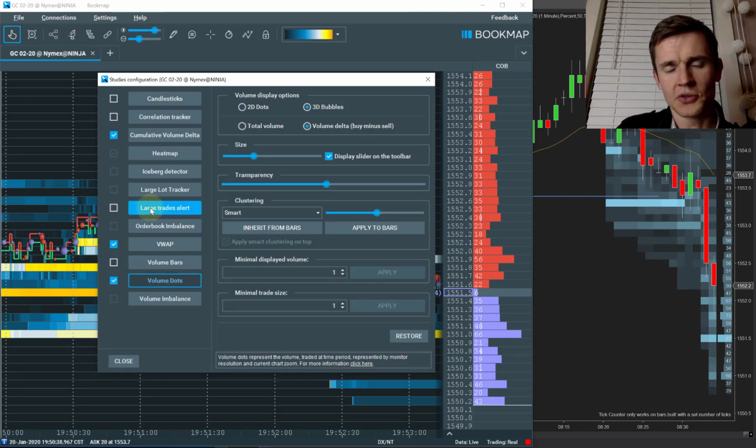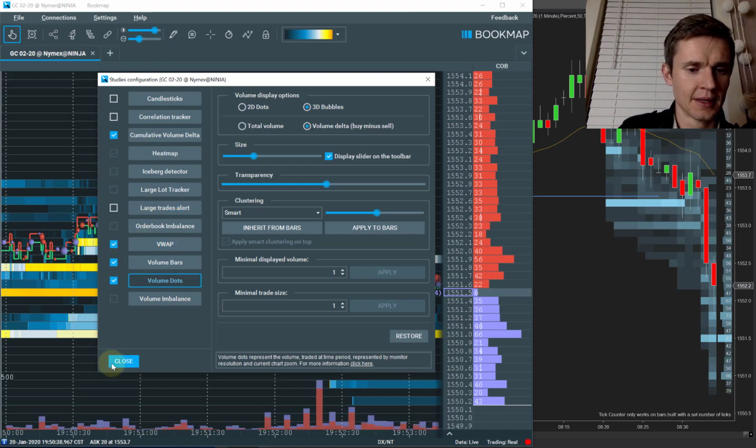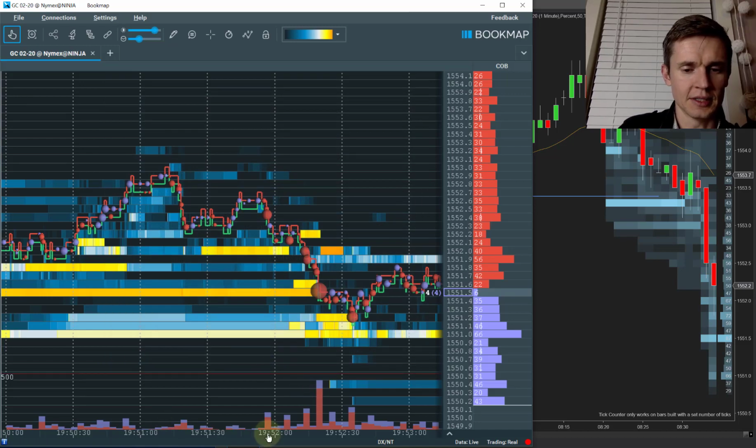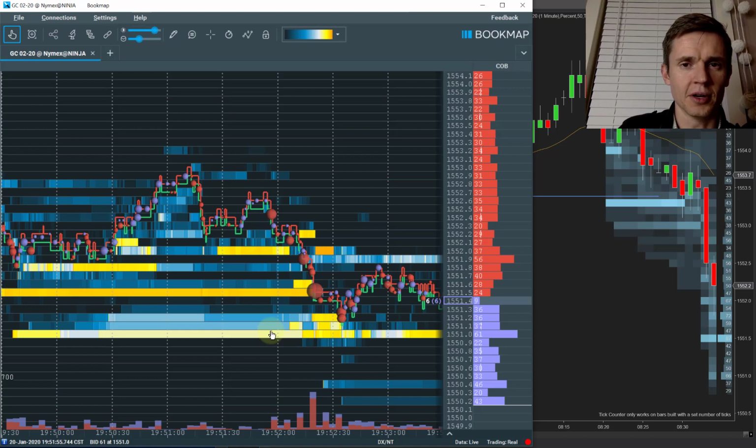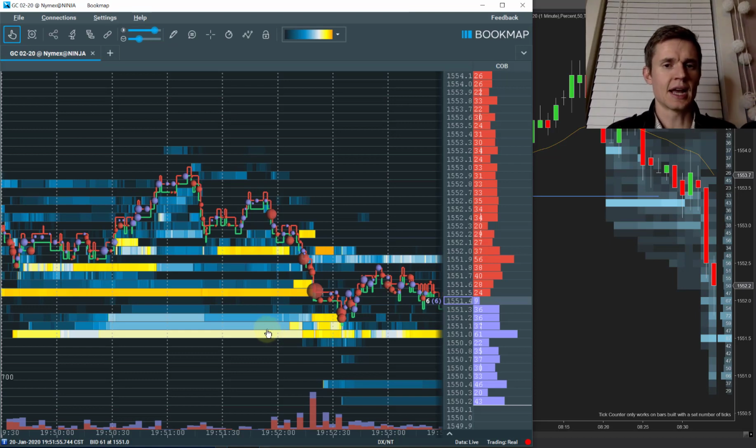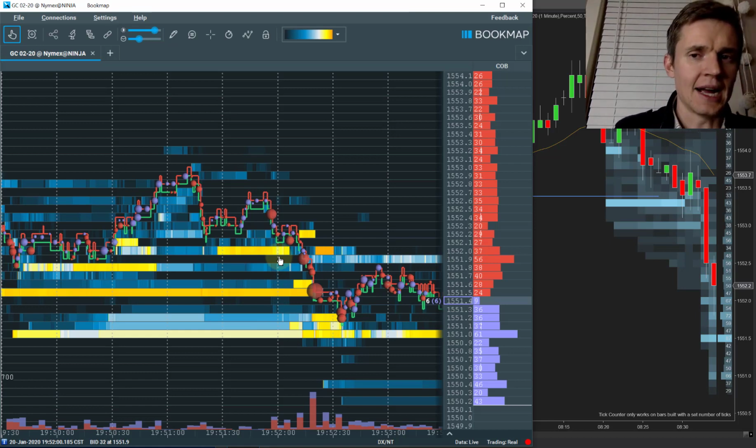You can put on large trades alerts, which will notify you if unusually large trades happen. You can put the VWAP on. You can put volume bars on so you can see what level of volume happened. I usually do have those volume bars on. And many, many more options. That's just kind of the main ones I use.